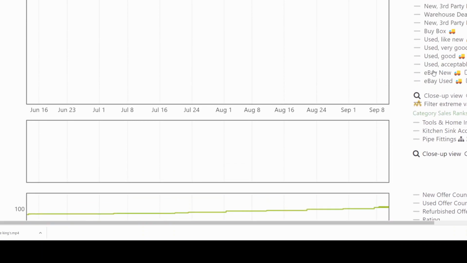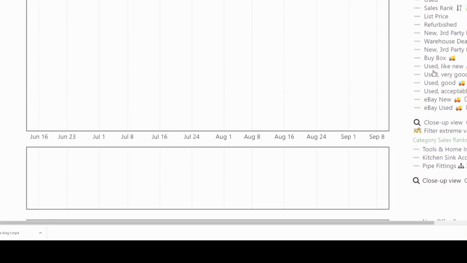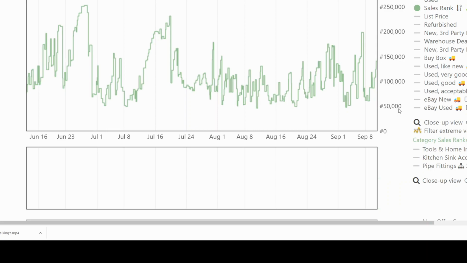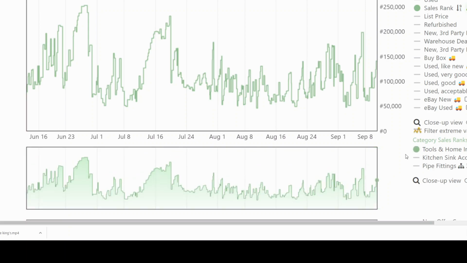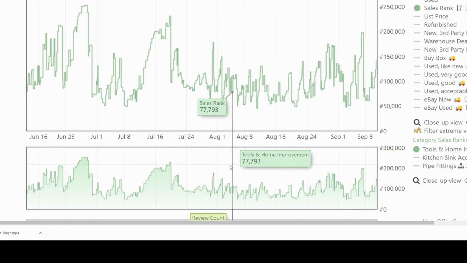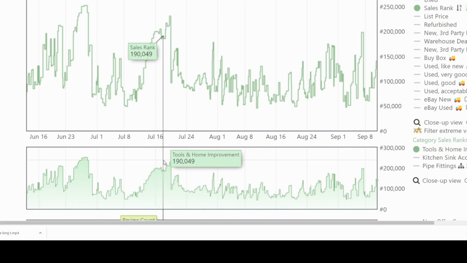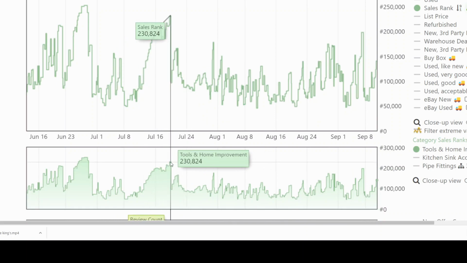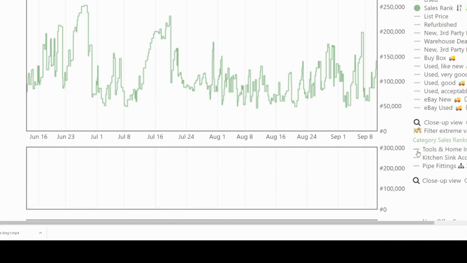So let me move this up a little bit. Turn the sales ranking on up here. And I'm going to turn the main category here on in the middle box. And you can see that they are pretty much the exact same thing. If you look here, you see 230,824 in the middle box, same as the top box, 230,824. Let me turn this off.